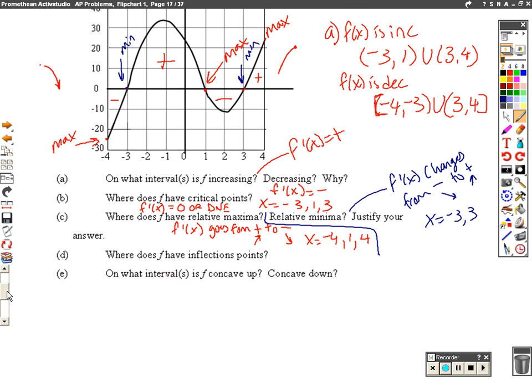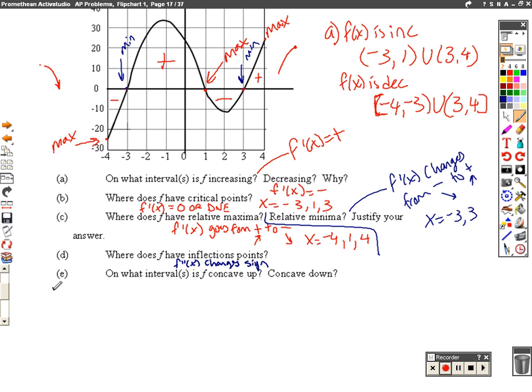All right, next one. Where does f have inflection points? Inflection points have to do with the second derivative, and that's when the second derivative changes sign. It can be going from positive to negative or negative to positive. But we're looking at the first derivative.